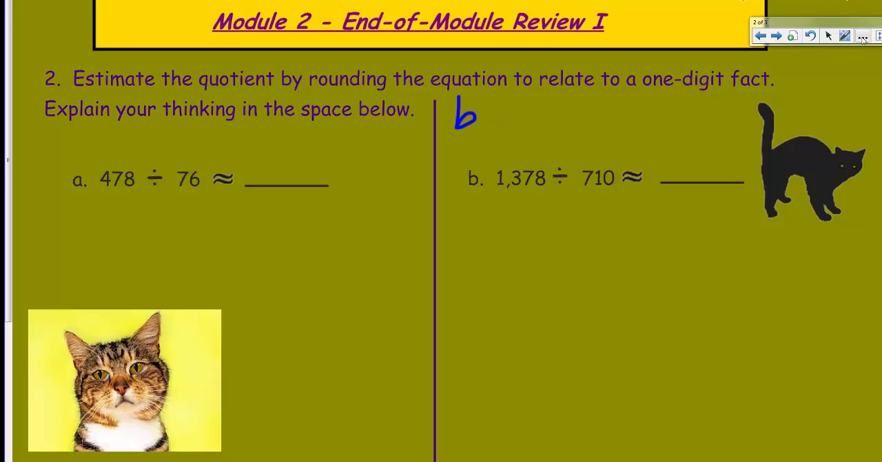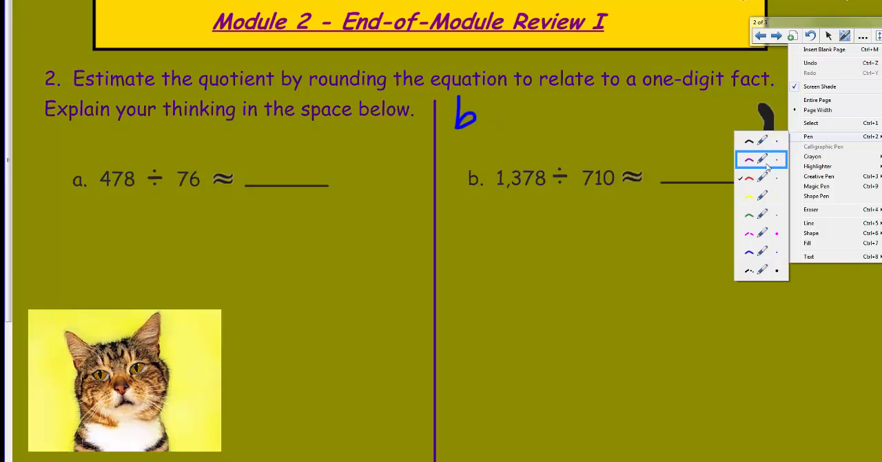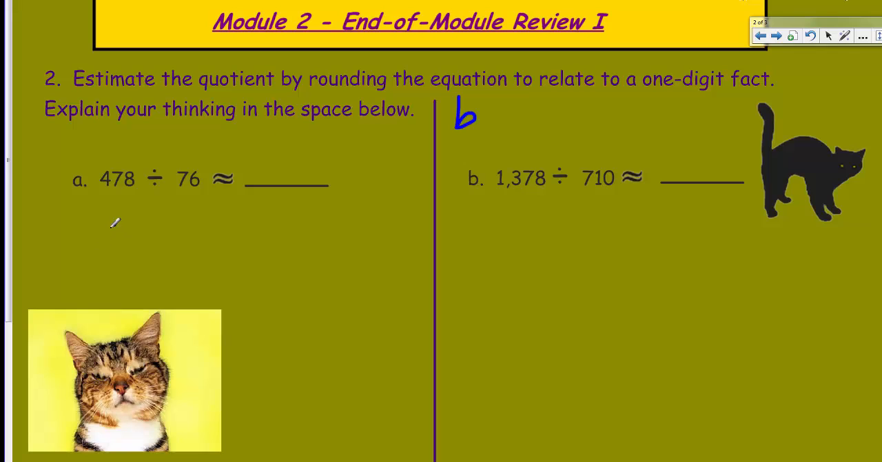There we go. And let's get red. So here, look at this. It says we need to relate the equation to a one-digit fact. Well, when I look at this and I think about estimating, I'm thinking here that this number is really, really close to, well, we've always said, let's round the divisor. That's what we've always done first, so let's do this. So I'm just going to go ahead and round that.